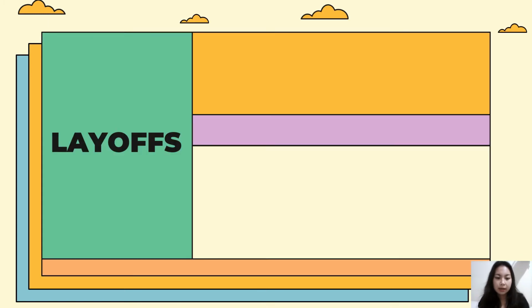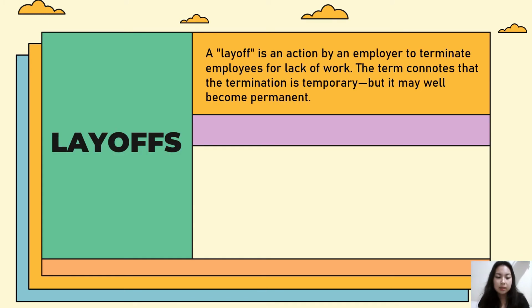On the other hand, layoffs are an action by an employer to terminate employees for lack of work. Layoffs can be temporary, but the laid off worker has no guarantee of being called back to work. Other than performance dissatisfaction, layoffs usually happen to seasonal or intermittent employment, which is common in some industries like construction.